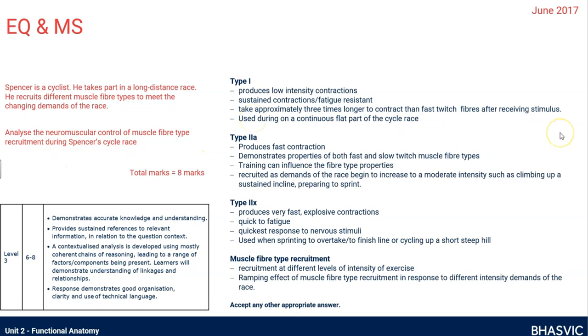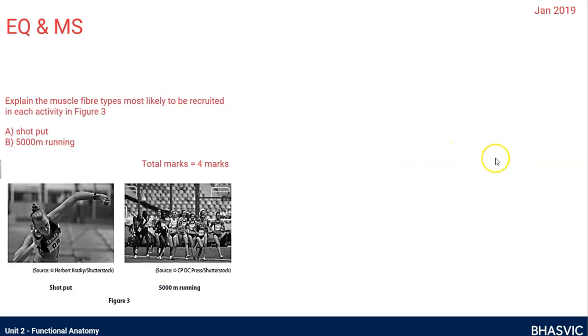So here's the mark scheme. Pause the video, have a look. Basically, for the high intensity bits, like the sprint finish, going up a hill, overtaking somebody, would be your type 2X. For the moderate intensity bits, such as a long drag climb, would be your type 2A. For the easygoing, steady state, keep going on the flat, would be your type 1.